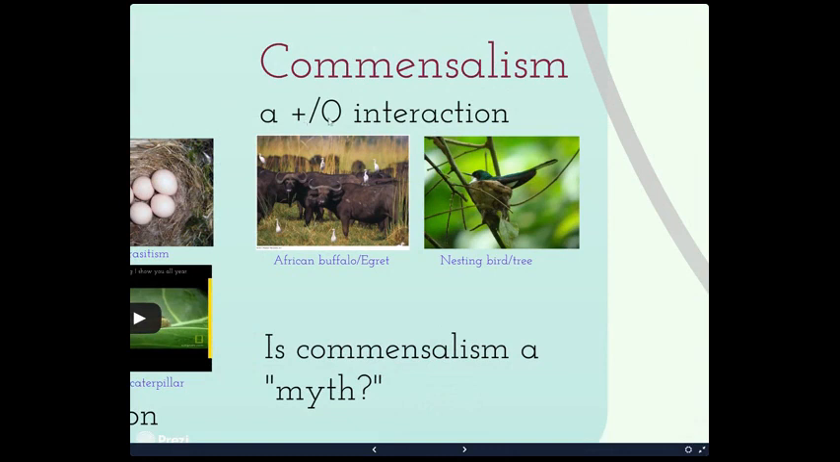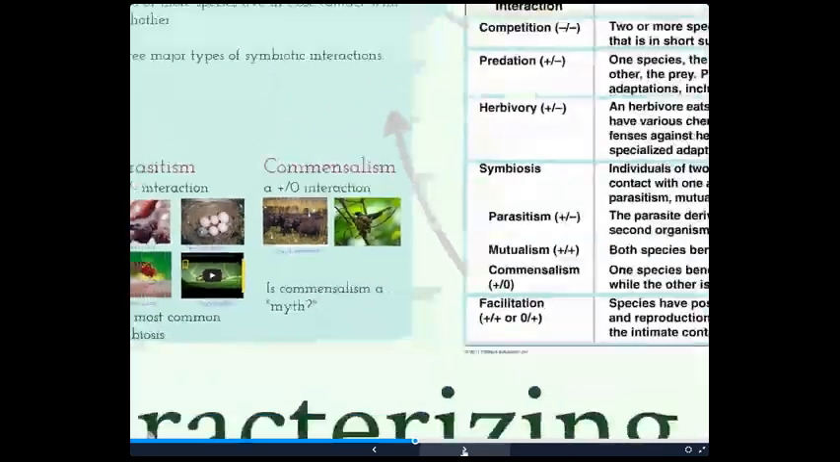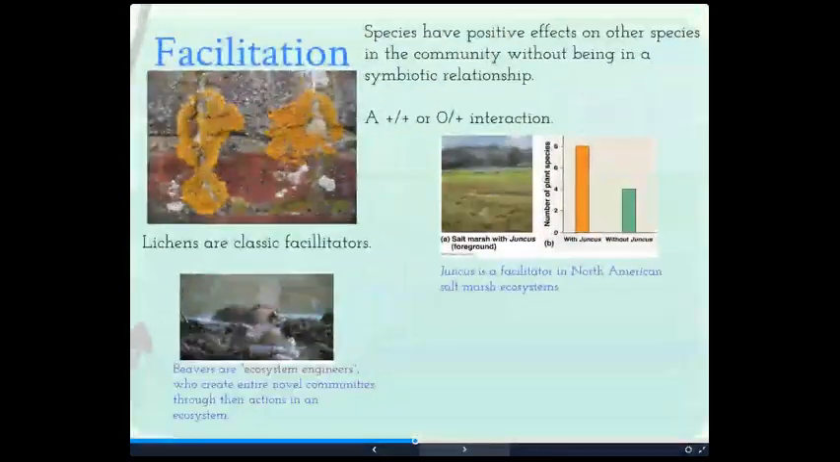Commensalism is a positive zero interaction, which means it helps one and it doesn't do anything to the other. Basically, any type of camouflage, in my opinion, is considered commensalism. And nests, the tree provides a nesting space. Commensalism is sometimes thought of as a myth. Like, is it really a relationship? It's hard to say. And we don't need to know that.